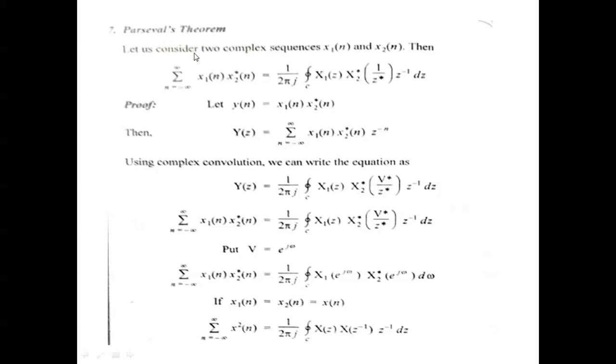And Parseval's theorem. For Parseval's theorem, they consider two sequences, x1 of n and x2 of n. Using complex convolution, we can write the equation like this. So this is the equation. The left hand side has to be proved equal to the right hand side. Using the Z transform and simplifying the equation, you will get the final equation.